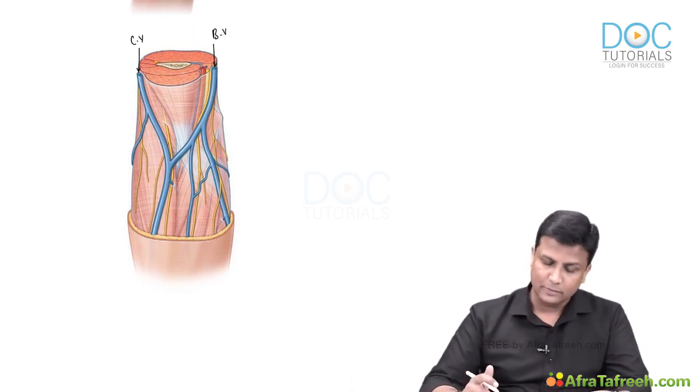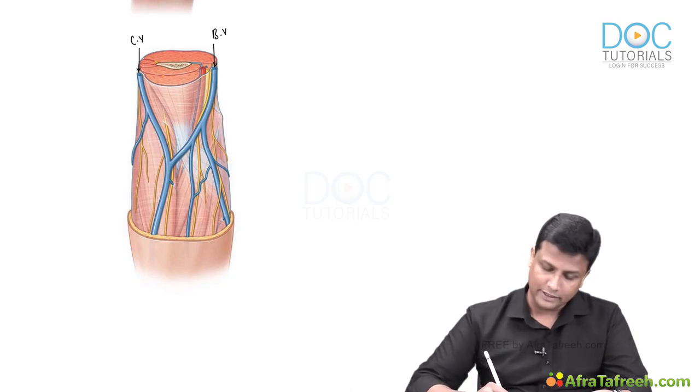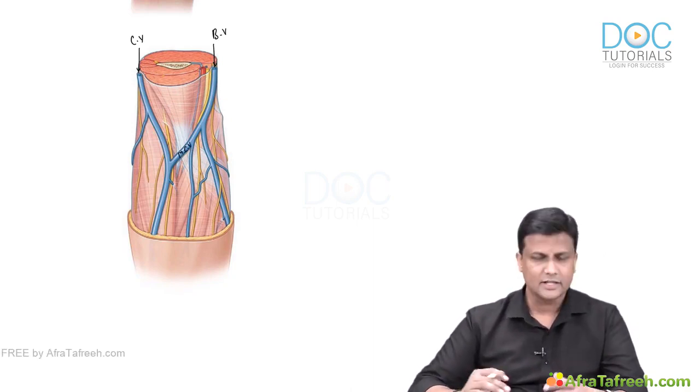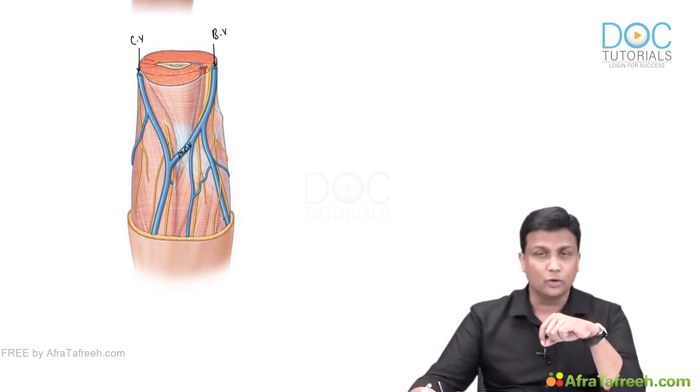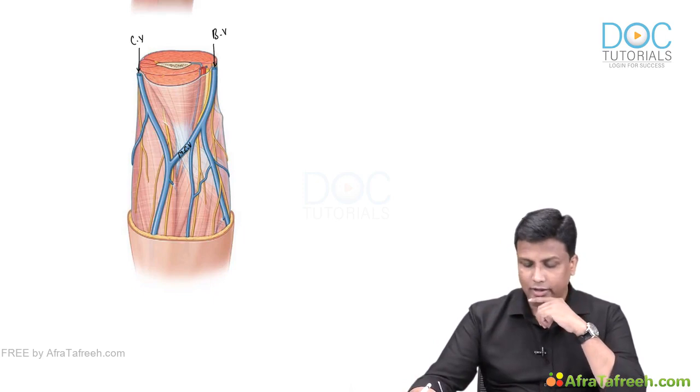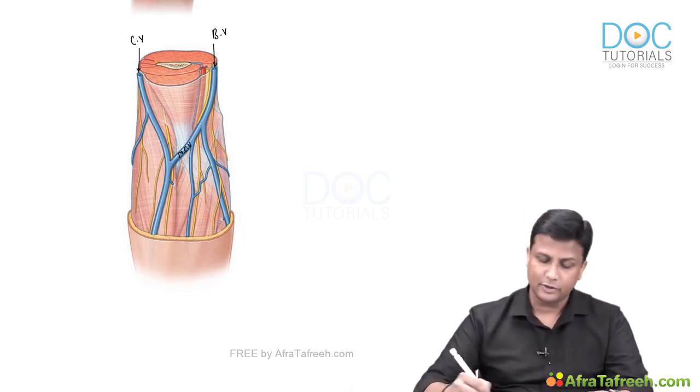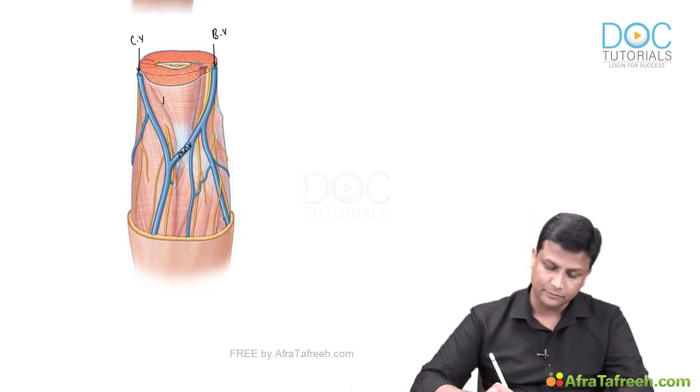Now these two will be connected in the middle with the help of median cubital vein. Median cubital vein here. The cephalic vein and the basilic vein are connected with the help of median cubital vein. Then apart from that, what else are you able to appreciate here? I hope you are able to see one nerve over here, and there is one more nerve over here, guys.